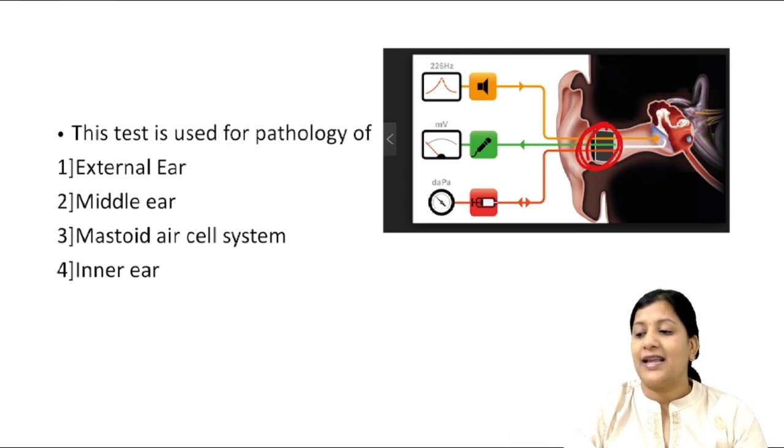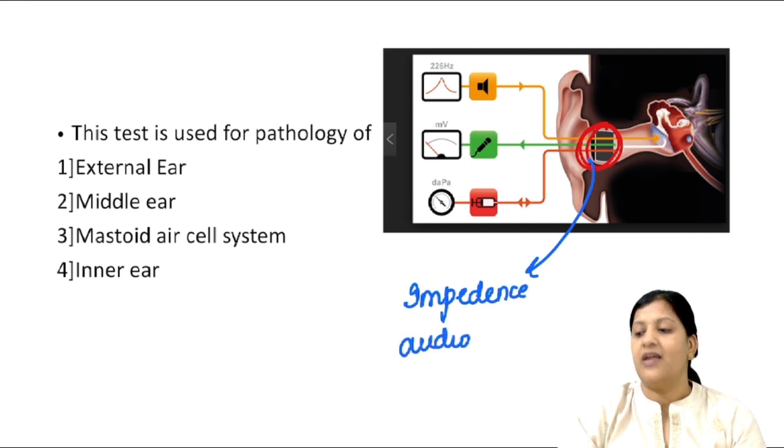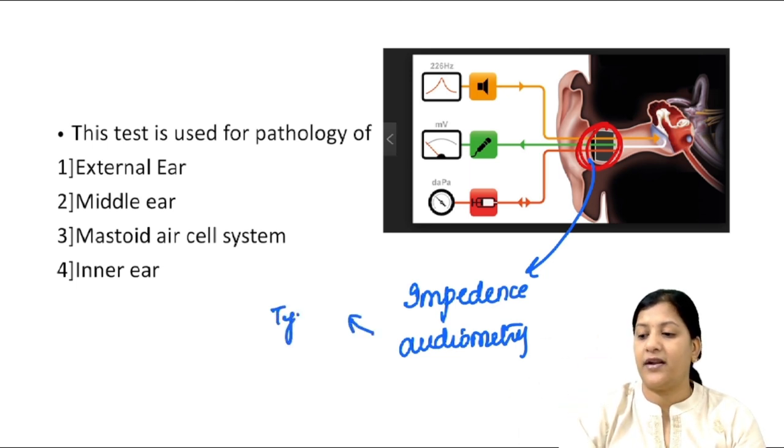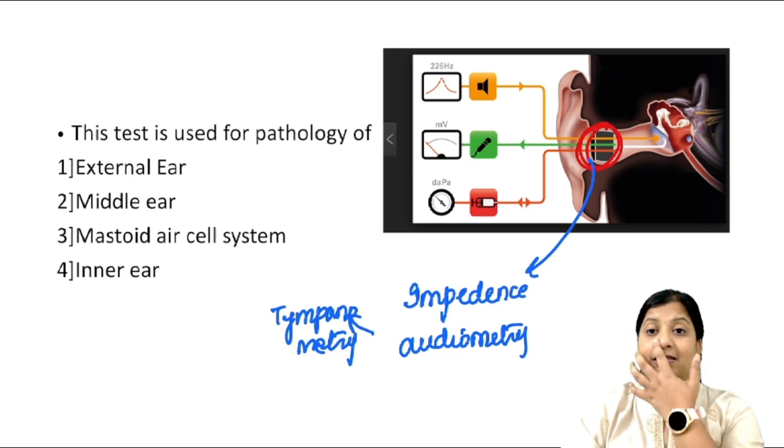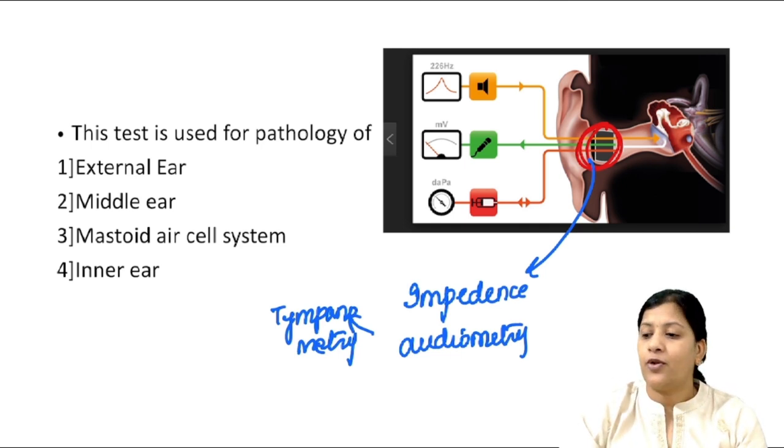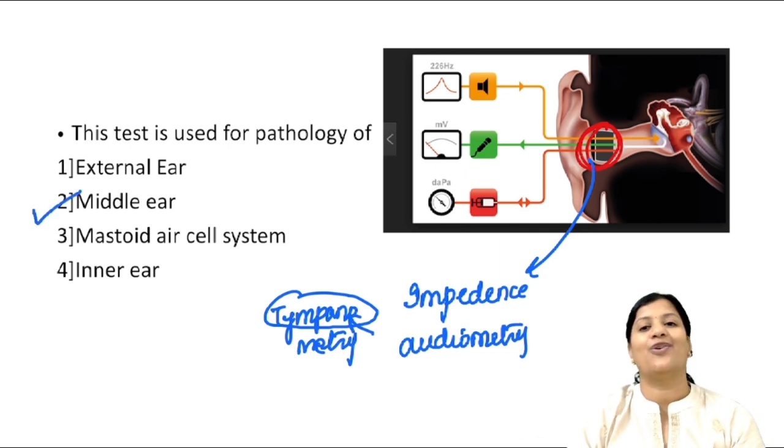So this test that has been shown to you is called impedance audiometry. So the name of this test is impedance audiometry. This impedance audiometry consists of two tests. The first test is called tympanometry. So tympano means middle ear, metry means measurement. So the test that we are seeing here is tympanometry. So this is the test used for identifying the pathologies of the middle ear.